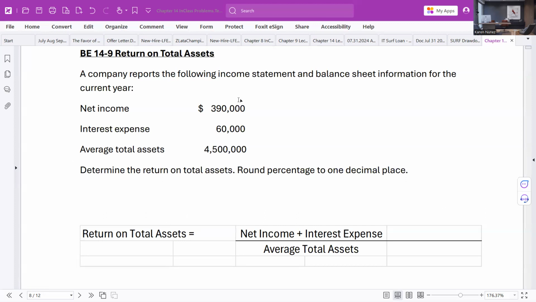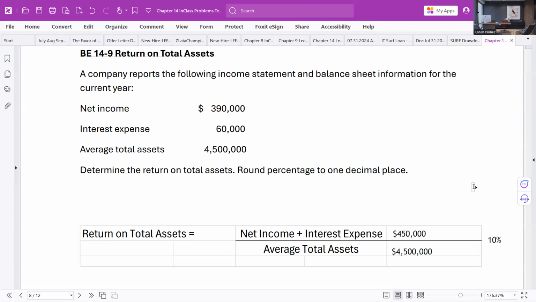So we want to add those two numbers together, the 390 and the 60. When you do that, 390 plus 60 is the sum, or 450,000, right? And of course, the average total assets is the 4.5 million. So we want to put that in our denominator. And now what that says is we've got a return of 10%.